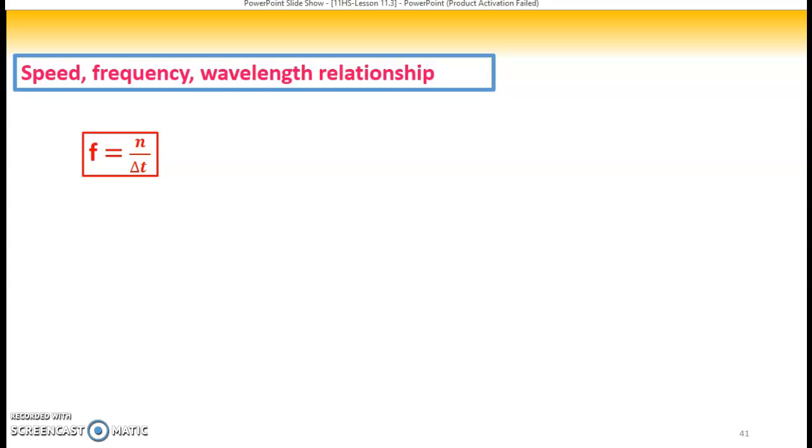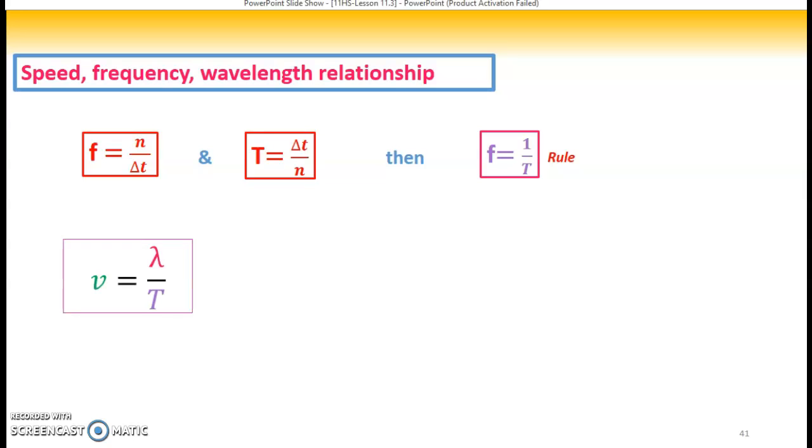According to the previously proven formula, F equal n over delta t, and period is delta t over n. So you can see that the numerator of one is the denominator of the other, and the denominator of F is the numerator of the period. So that's why we consider that F and the period are the reciprocals of each other. So we can conclude another formula here, which is F equal 1 over period. This is also a rule to be memorized. The SI unit of frequency is hertz, and the SI unit of period is seconds.